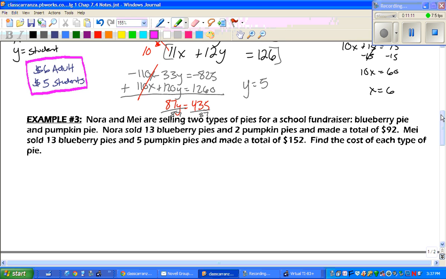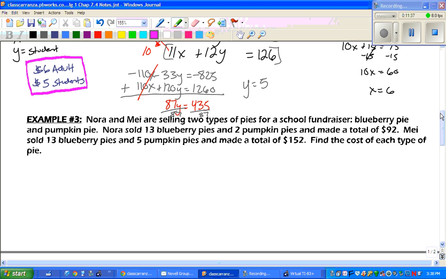All right, number 3. Nora and Mia are selling 2 types of pies for a school fundraiser, blueberry pie and pumpkin pie. Nora sold 13 blueberry pies and 2 pumpkin pies and made a total of $92. Mia sold 13 blueberry pies and 5 pumpkin pies and made a total of $152. Find the cost of each type of pie.